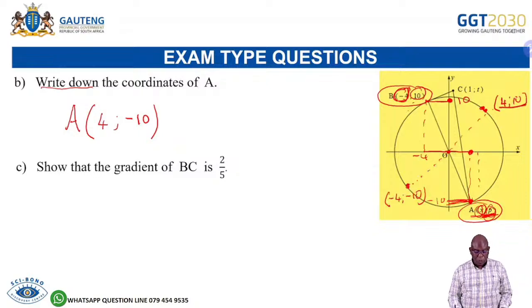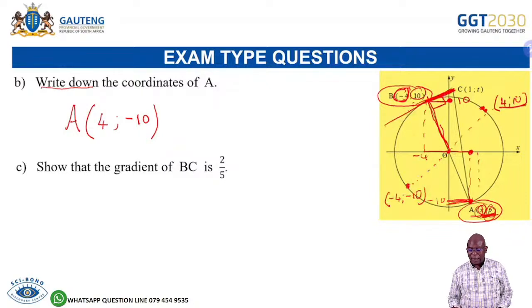Now C says show that the gradient of BC. So the gradient of BC, I know that the gradient of that line is perpendicular to the tangent, because BC is the tangent. Look how small they've drawn the tangent, just to confuse you. But I know this is the whole line, that whole line is a tangent.